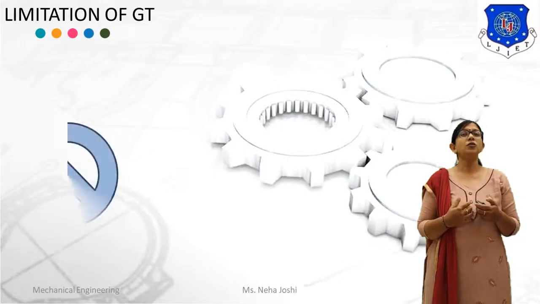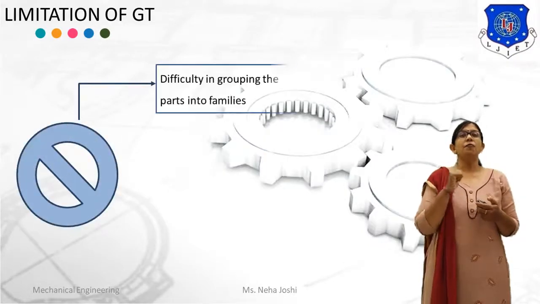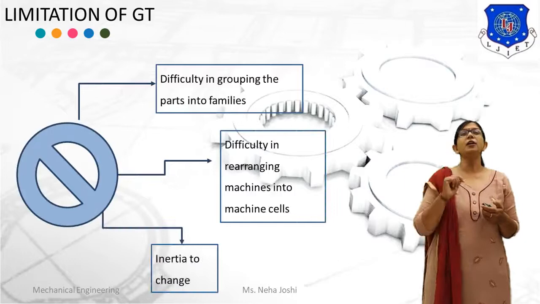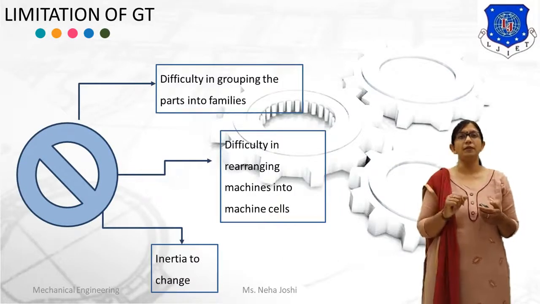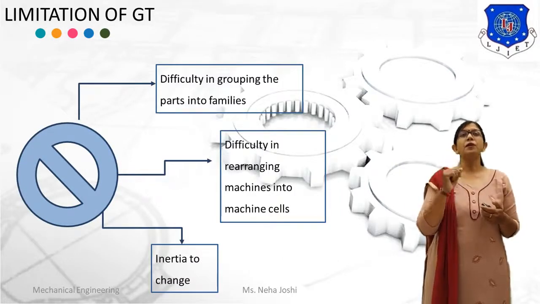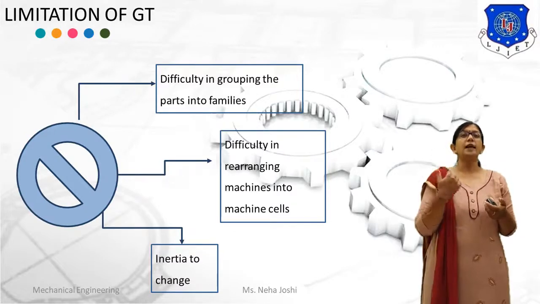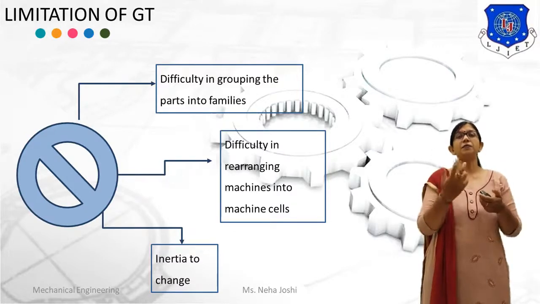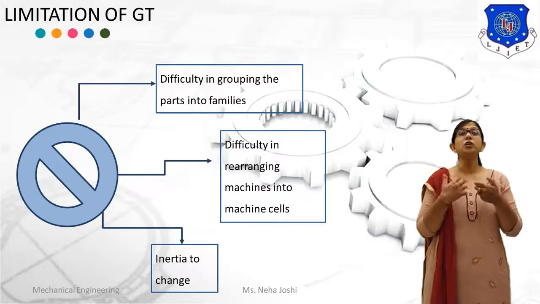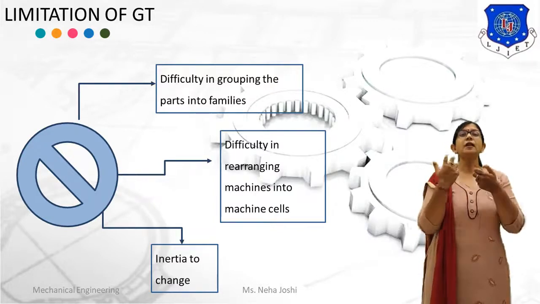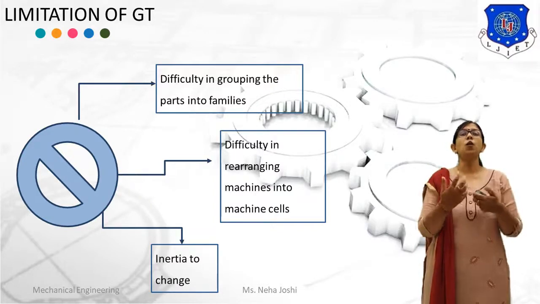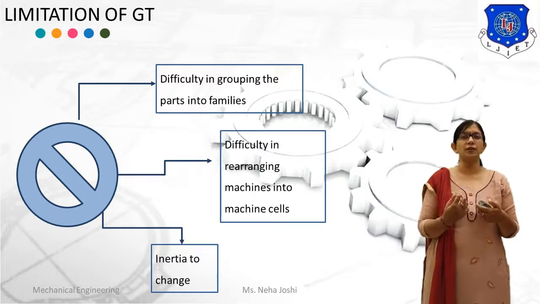Now, what are the limitations of group technology? First limitation is difficulty in grouping the parts into families. In a factory manufacturing a large number of parts, grouping parts into families is a difficult task and consumes significant time. Second limitation is difficulty in rearranging the machines into machine cells. It is time consuming and costly to rearrange the machines into machine cells.